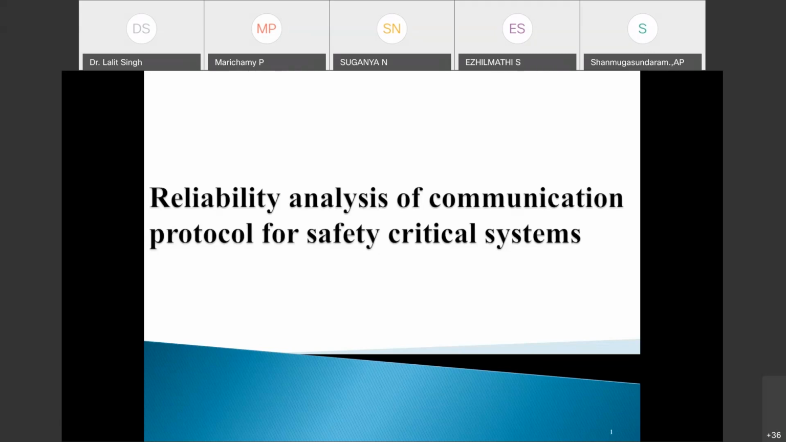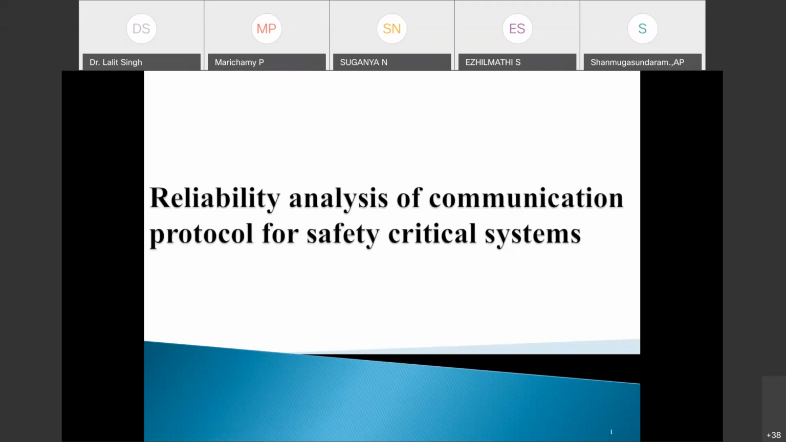So if I'm talking about reliability, it is a probability of failure-free operation of the system up to a given period of time and under certain environmental conditions. So once I said it is a probability, it means it ranges from 0 to 1, and probability of failure-free operation of the system. It means the probability of success of the system, and up to a given period of time.